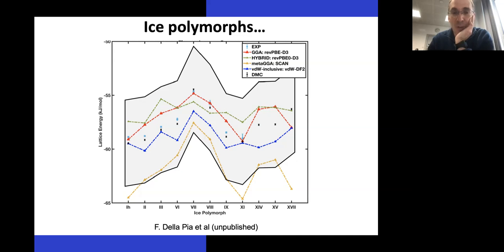And so if you want to make accurate predictions about the polymorphs of ice, first of all, you need to identify them, and then you need a very high level of electronic structure treatment to describe them. I'm not going to dwell on this, but this was work done by a student in the group, Flaviano. The blue is the experimental data. What Flaviano has managed to do is get diffusion Monte Carlo data for these phases, and then use that to test the performance of different density functionals.